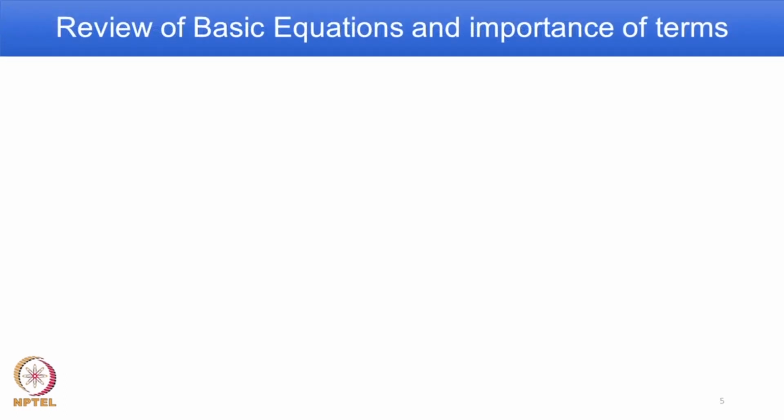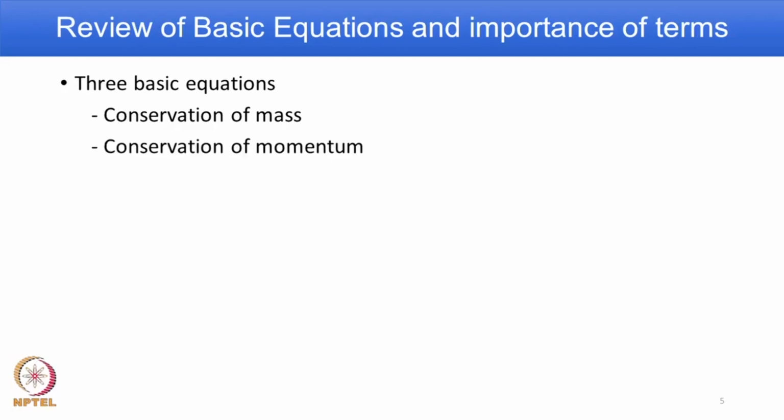Now, next important topic, reviewing of basic equations. We will not do detailed derivation, we will only touch a few steps and explain the importance of terms. Detailed derivation is available in any standard undergraduate fluid mechanics textbook. In general, there are 3 basic equations. One is conservation of mass, which is also known as the continuity equation, conservation of momentum, and then conservation of energy.